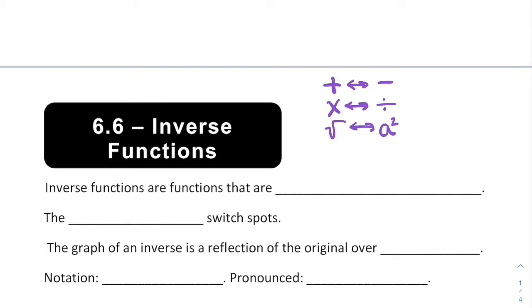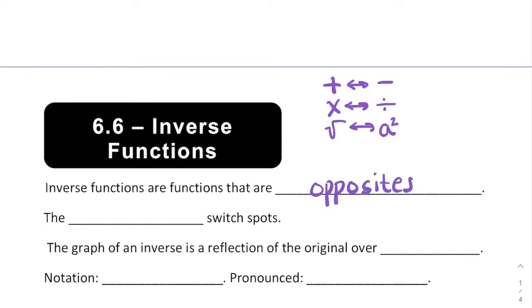We are talking about inverse functions today, and they have something in common with the pairs of symbols or operations that I've written here: adding and subtracting, multiplying and dividing, square root and squared. Hopefully you are thinking in your head, hey, those are opposites of each other, or they undo each other. And so today what we're talking about is entire functions, not just individual operations, but entire functions that are opposites or that undo each other. So they are opposites.